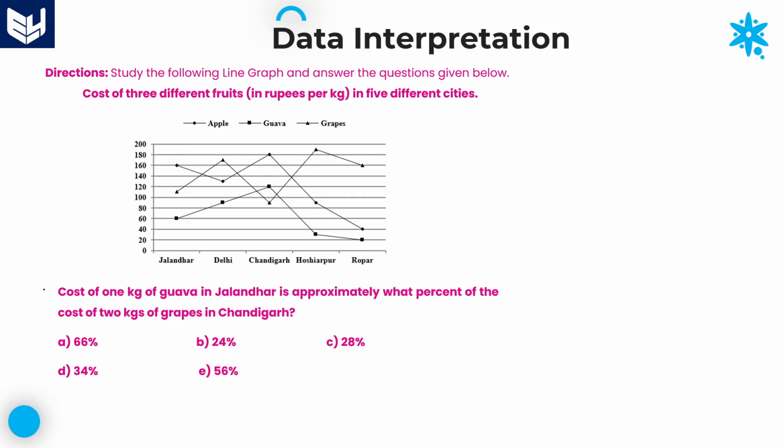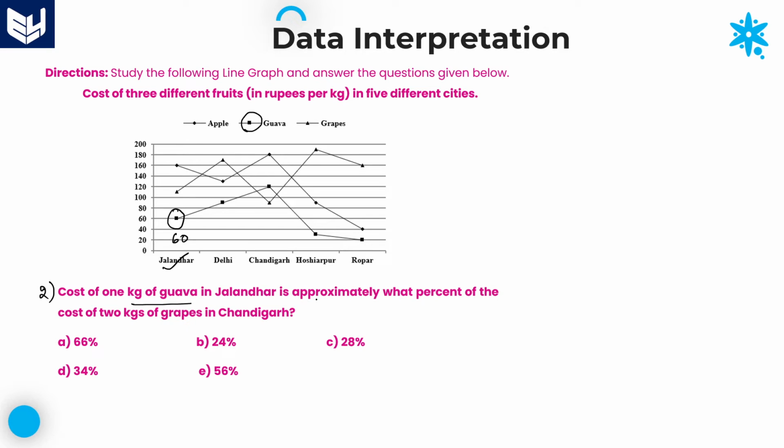Let us look at the second question. Here is the second question. Cost of 1 kg of guava in Jalandhar. We are talking about Jalandhar, and the cost of 1 kg of guava. Guava is the square shape. So, in Jalandhar, the square shape value for guava is 60.